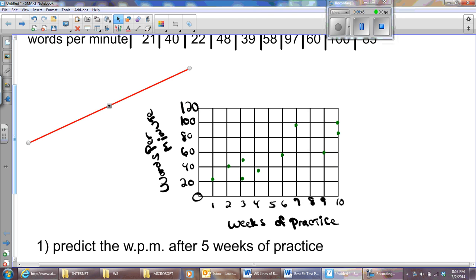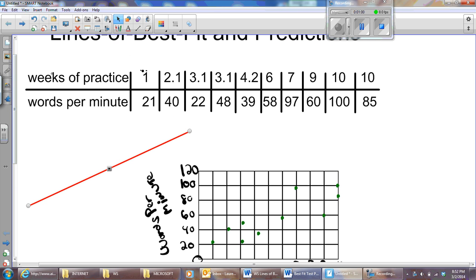Now, when you make your scatter plot, you want to be careful. Make sure you know your input is your independent variable. It's your x variable. Ask yourself which one causes the other. Do you think weeks of practice causes words per minute, or does words per minute cause the weeks of practice? I think most people would understand that the weeks of practice causes the words per minute. A beginner isn't going to type as fast as they would, say, after practicing 5 or 6 weeks.